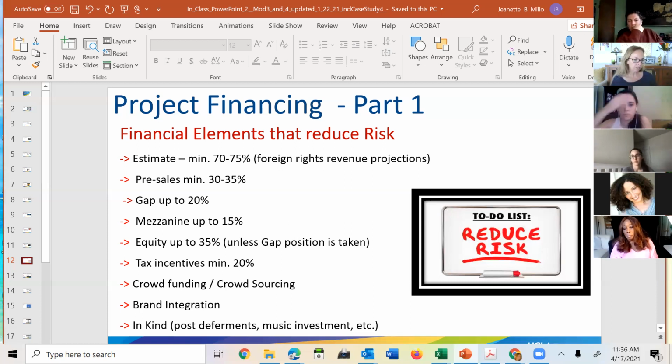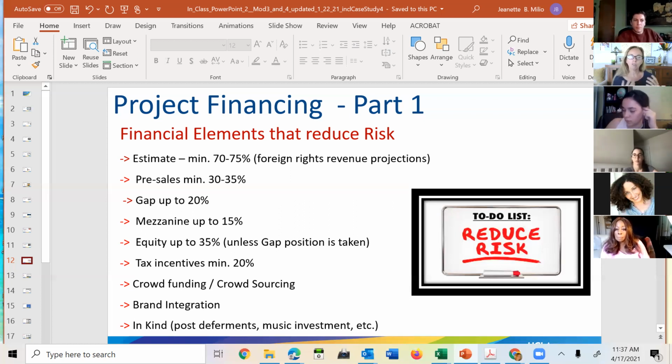In-kind services would be post deferments and music investments. We talked about music investments. These are music investment companies that look at your music production budget and say, if you do enough original scoring for this movie, we'd like to invest this much, and we're going to pay for the composer, and we're going to pay for your music supervisor, and we're going to deal with that, and we're going to recoup all our money from the music royalties. So that's a deal you make with them.